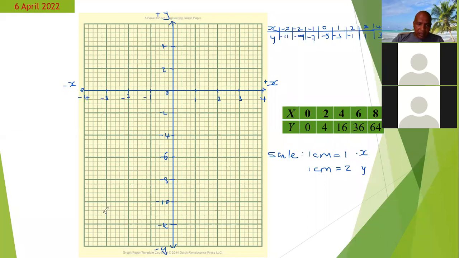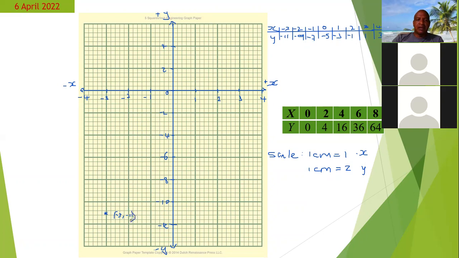So here would be in the middle of this centimeter box. And that's where we would put our mark. And then now we would label x equal -3, and we have y equal to -11.